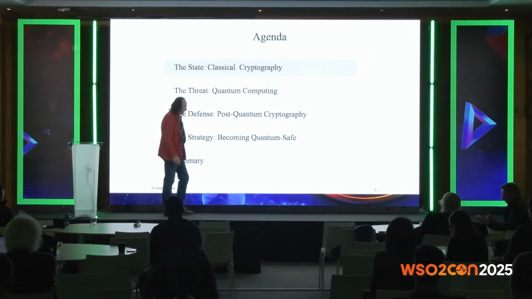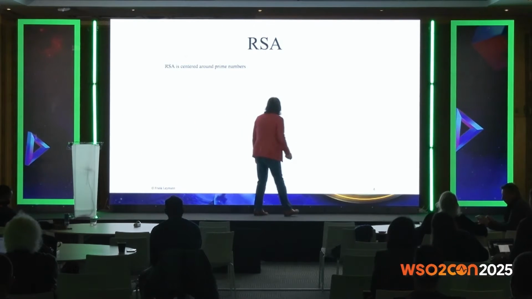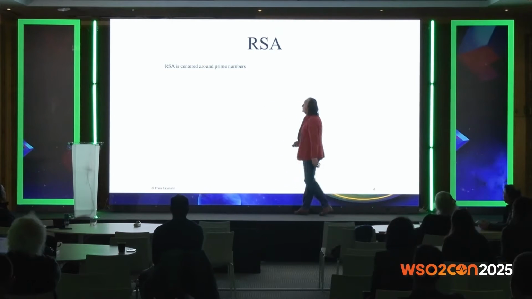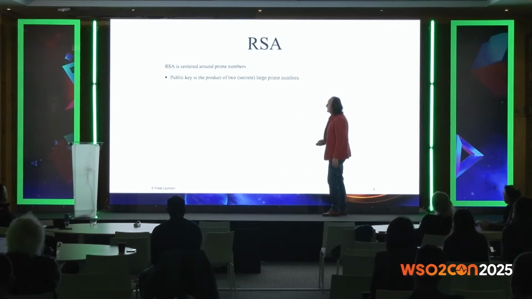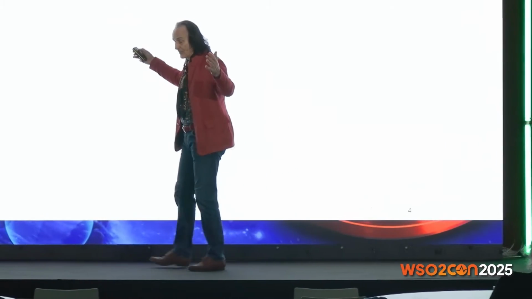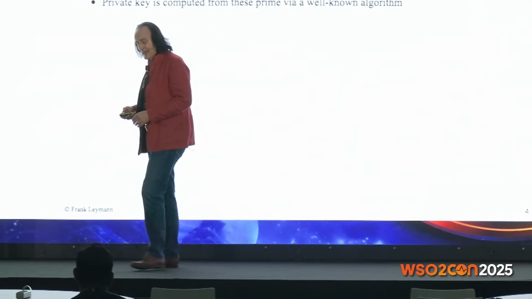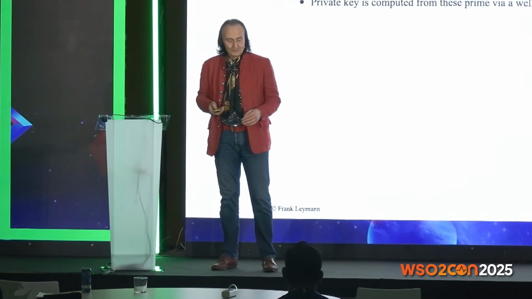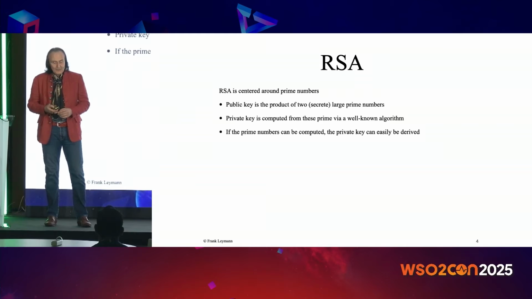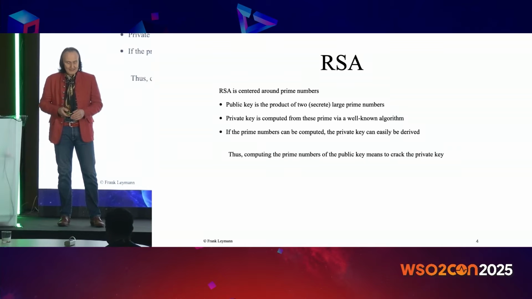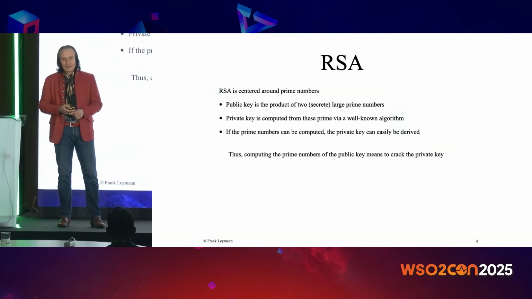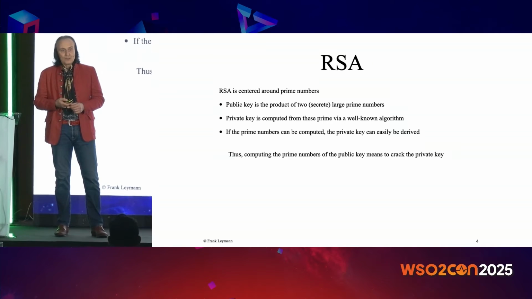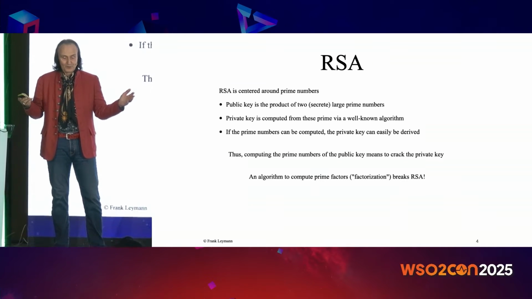The first thing is, what is classical cryptography? And the first thing is RSA. RSA is a standard that is centered around prime numbers, right? So the public key that you have is a product of large prime numbers, and you keep the prime numbers secret. And the private key is computed from these prime numbers by a well-known algorithm. And if the prime numbers can be computed, then you can crack the private key very easily. That basically means if you can compute the prime factors of a huge number, then you can crack a private key, which is what we don't want.